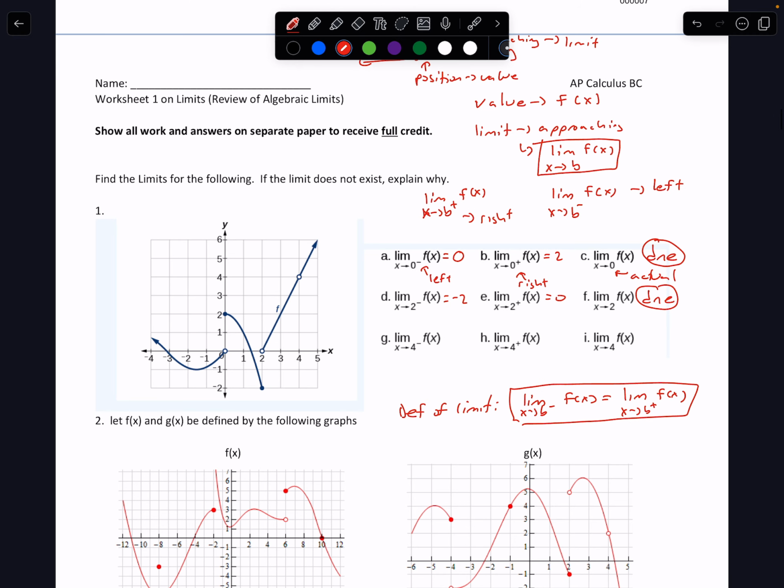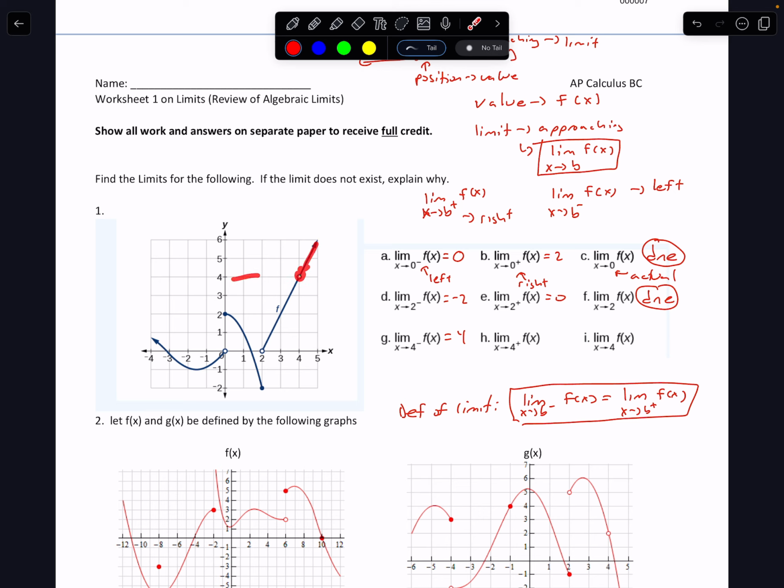All right, let's try 4. All right, here we go. Now this is a tricky one. From the left, if we approach x equals 4, it looks like we're approaching y equals 4. And that's what we're going to put. On the right-hand side, same thing.